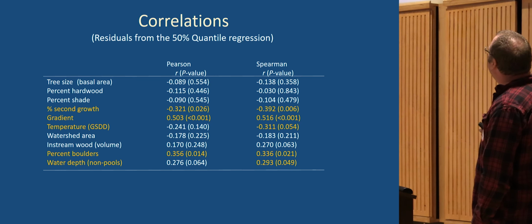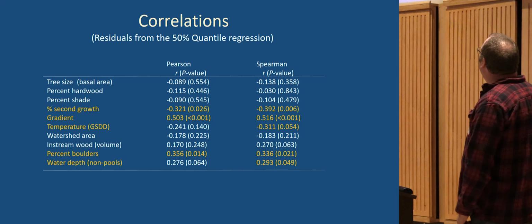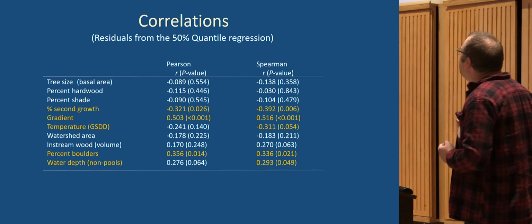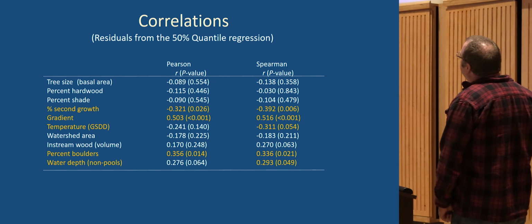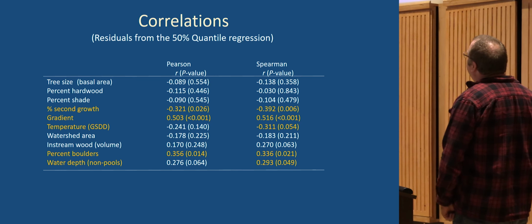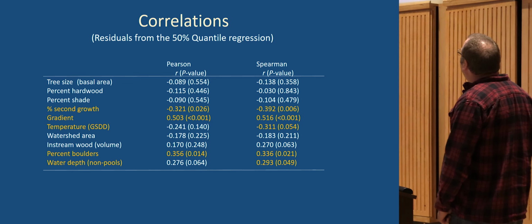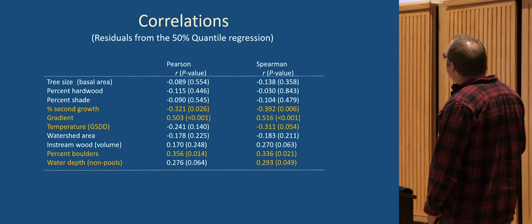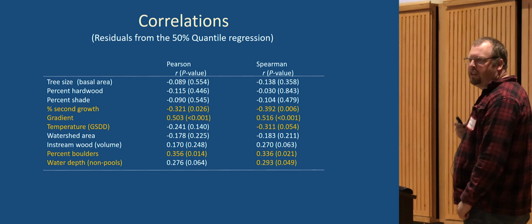So now we're going to go to our correlations, where we looked at all the habitat metrics within our model and compared them to a metric we developed on capacity based on our self-thinning. And what we see here is that percent second growth had a negative relationship with capacity, gradient had a positive relationship, temperature had a negative relationship, percent boulders had a positive relationship, and water depth had a positive relationship.